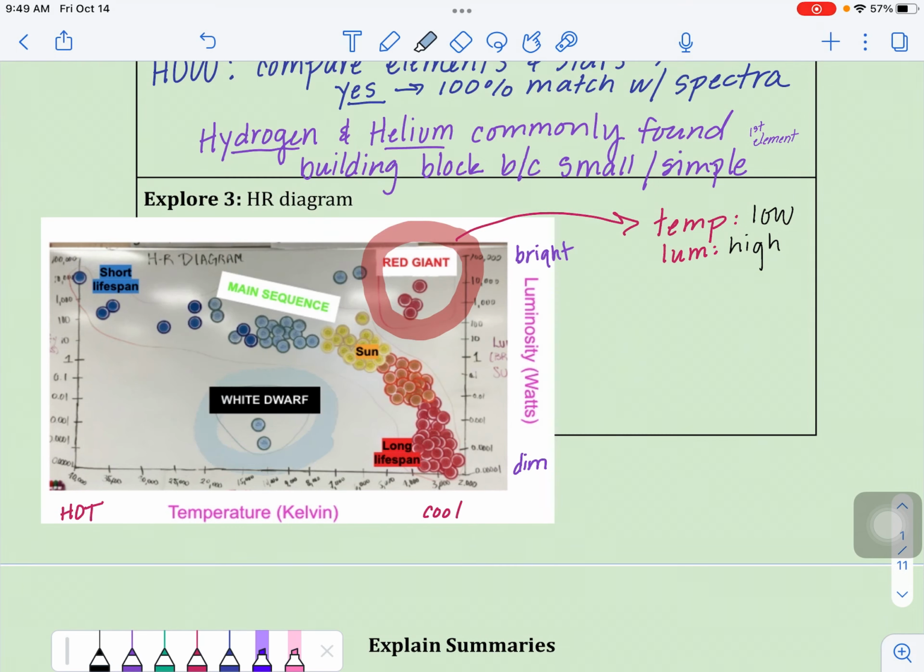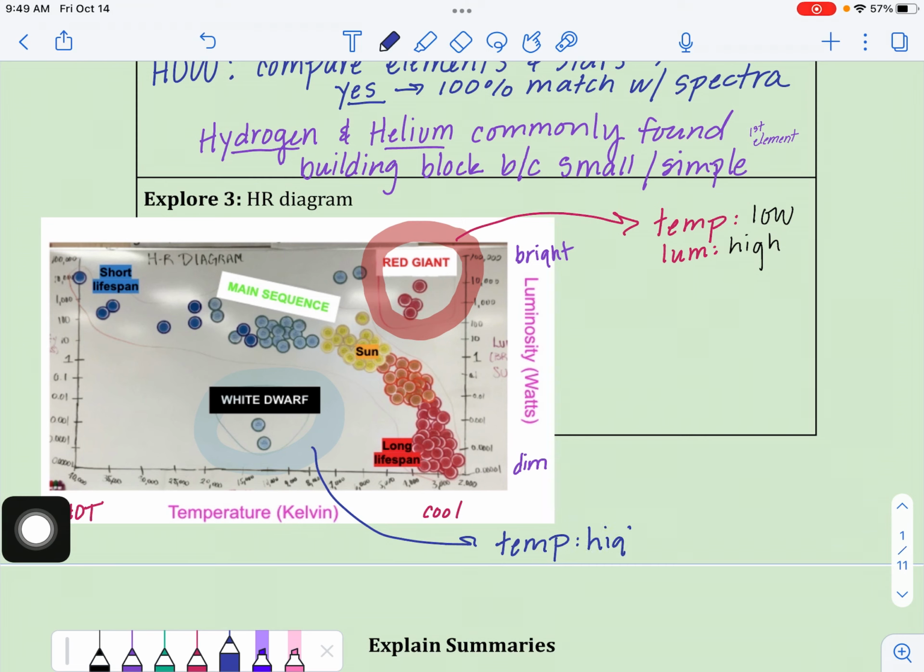The other group we looked at here is white dwarf. White dwarf, again, what we know about its temperature and luminosity. Its temperatures are much warmer than red giant. They're not the hottest it can possibly be, but it's definitely a higher temperature grouping of stars. And in terms of luminosity, again, just reading the graph, it is not a very bright star. It is dim, or rather a low luminosity.